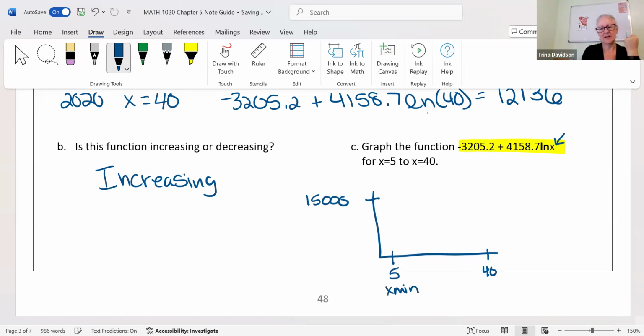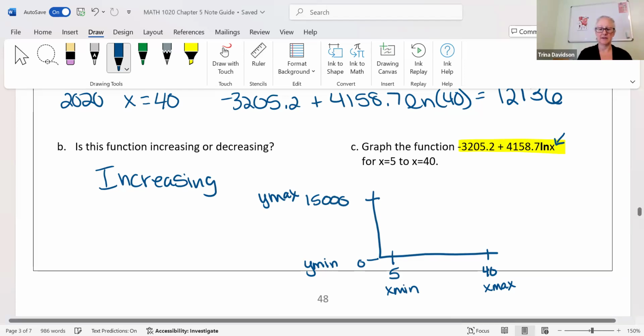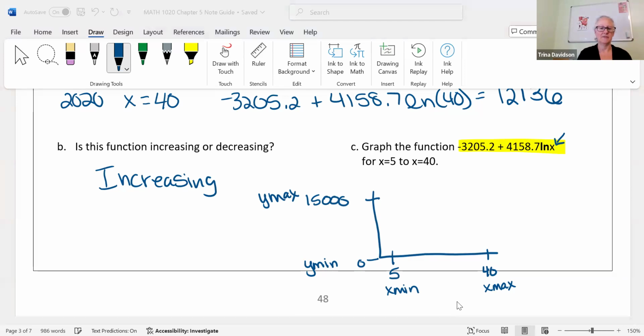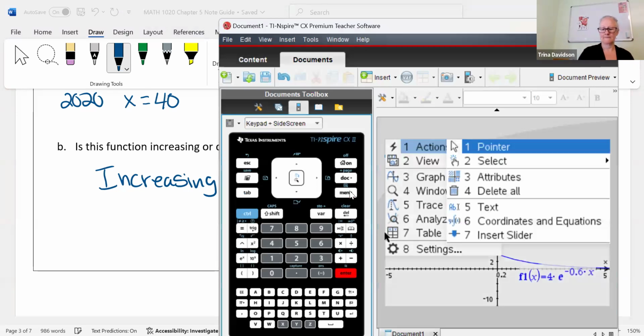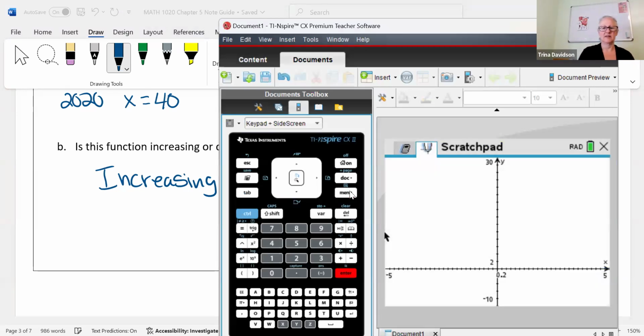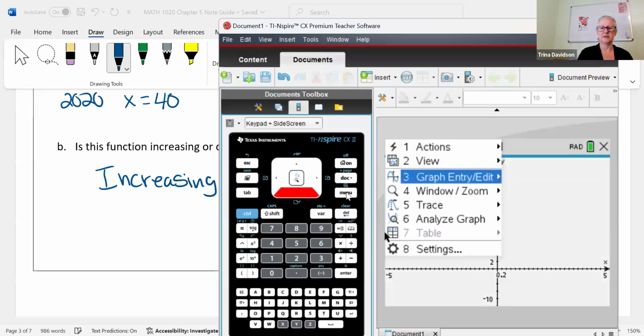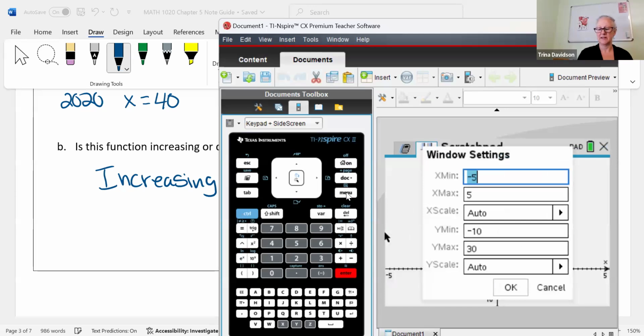So this is going to be your X min. This is going to be your X max. This will be your Y min. And this will be your Y max. Again, this is going to be multiple choice on the homework, but you need to have your windows set correctly. So look at their windows at the bottom, they're 5 and 40. Let's go ahead and change the window first. If you graph it, you're not going to be able to see it until you change the window. Oh, we did 15,000.